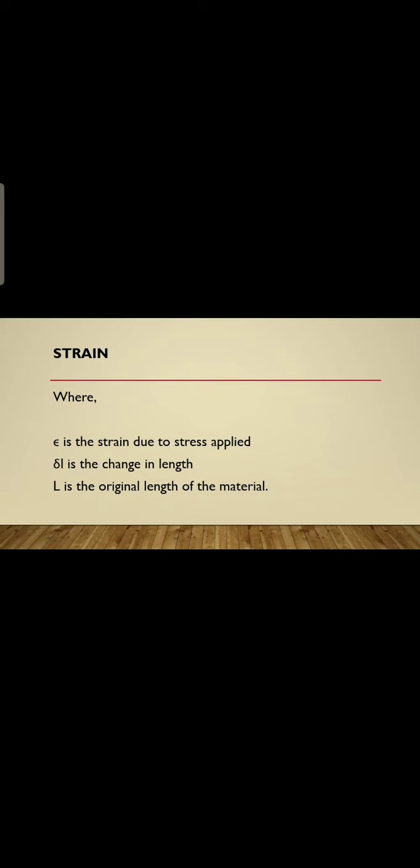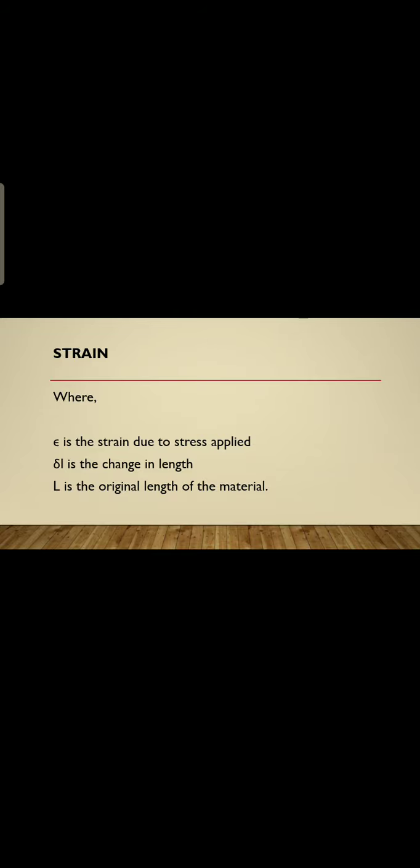So the strain is dependent upon the stress. When the body experiences a stress, the strain will be produced. So del L is the change in the length, and L is the original length of the material. So we have represented these according to these symbols and written the formula.